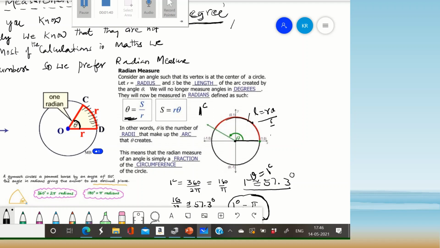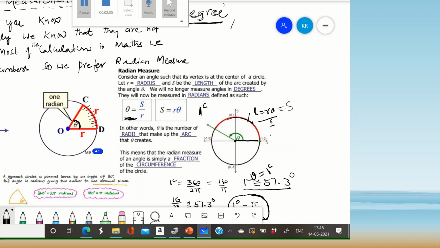Here you can see, consider an angle such that its vertex is at the center of the circle, r is the radius, and s is the length of the arc created by the angle theta. You can use the length of the arc as either L or S. We will no longer measure angles in degrees. Now we are going to measure in radians.